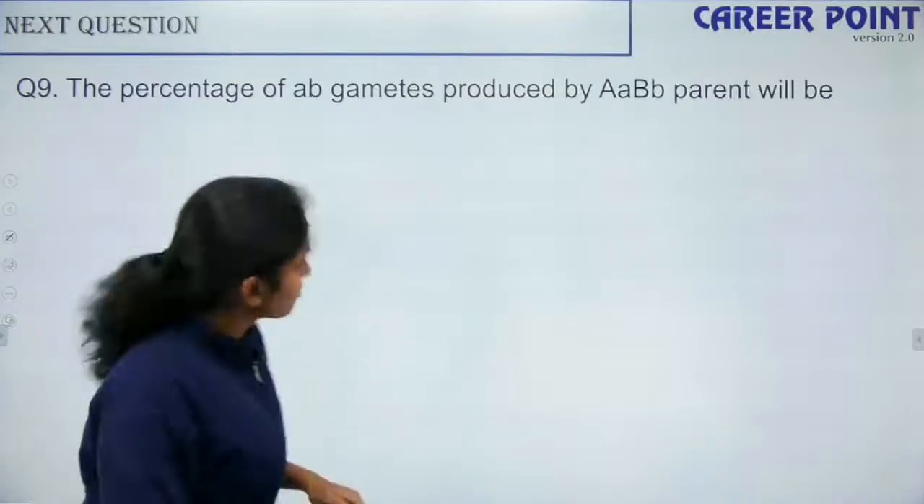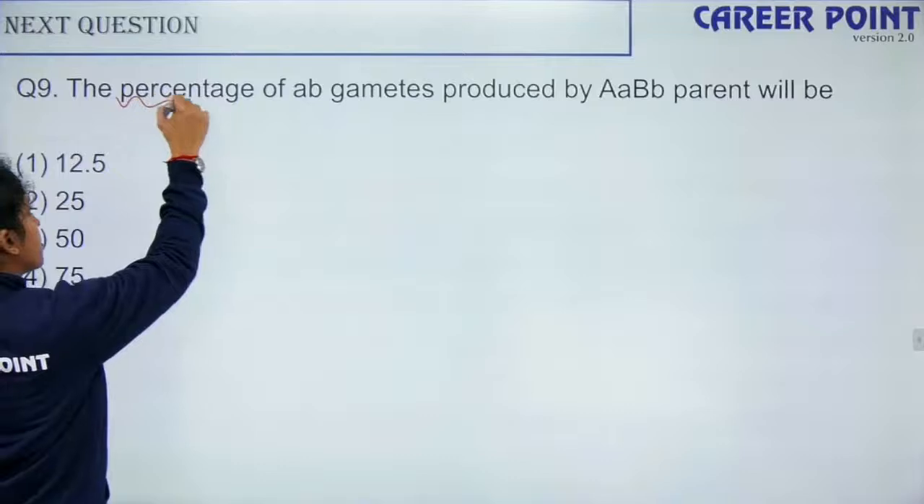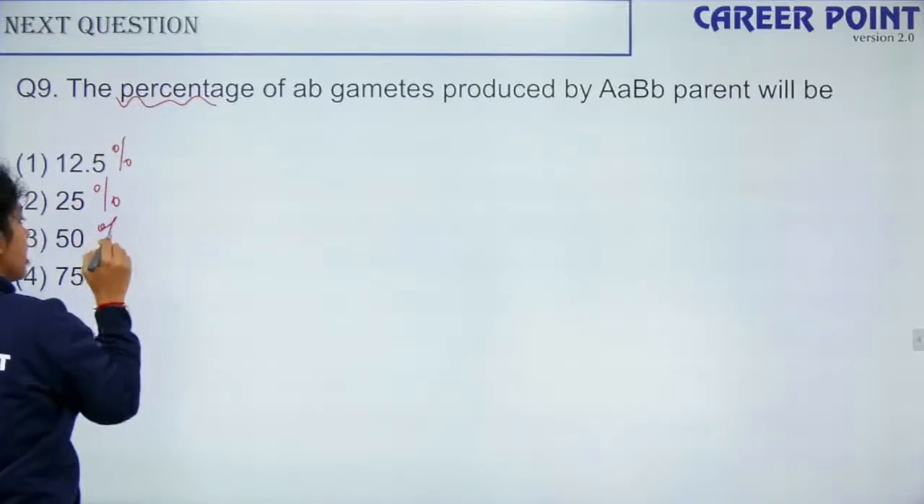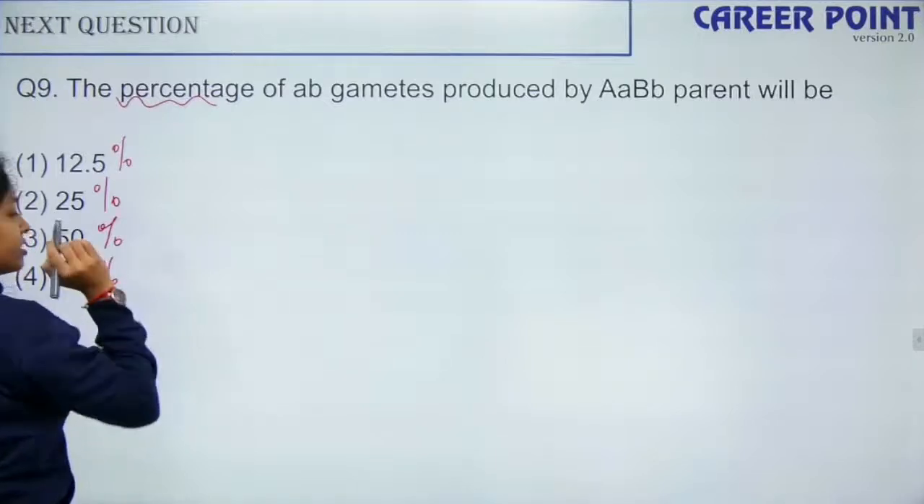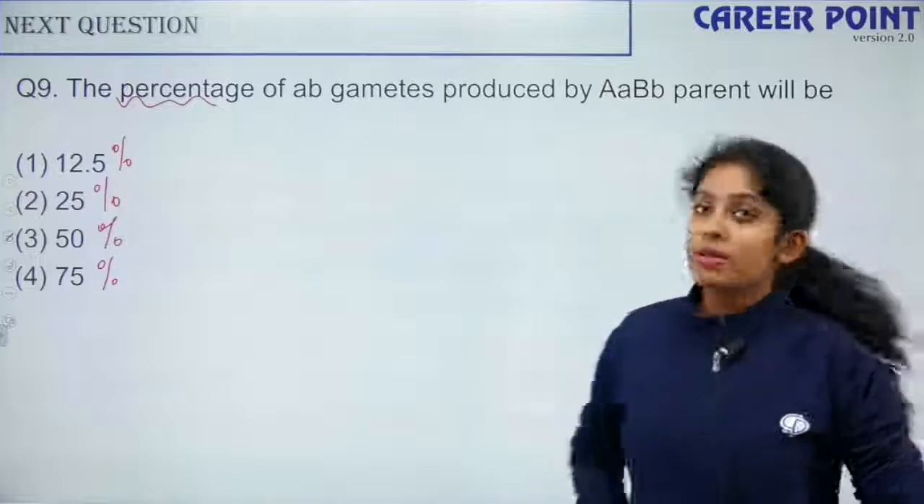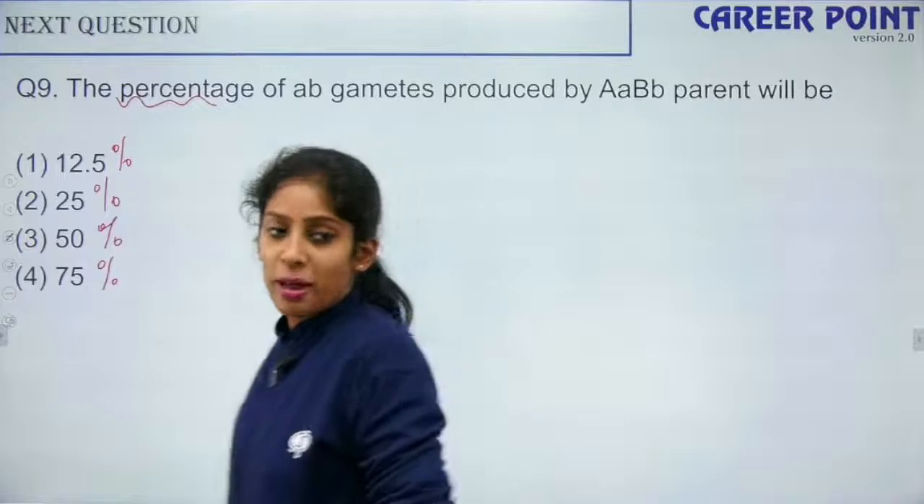All right. Fine. So the last question for the evening: the percentage of AB gametes produced by the parent, as given on the board, is 12.5, 25, 50, and the last one is 75. Since they have asked you the percentage, this is 12.5 percent, this is 25 percent, this is 50 percent, and this is 75 percent. So now tell me what will be the percent here? Quick. Option 2, yes, you're absolutely right.